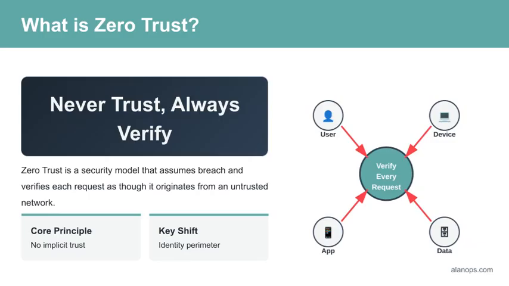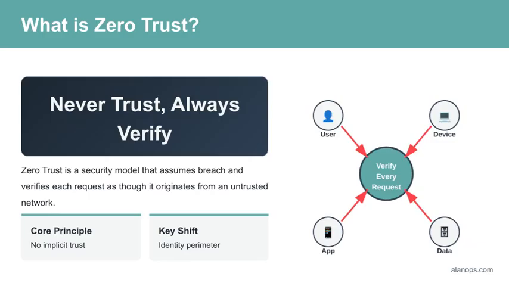The key shift here is profound. We're moving from a network perimeter to an identity perimeter. Location doesn't matter anymore. Being on the corporate network doesn't grant you trust. Instead, trust is never assumed. It's always earned through continuous verification, every single time. This changes everything about how we approach security.